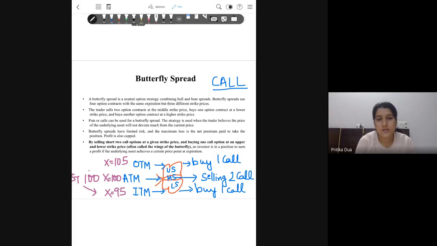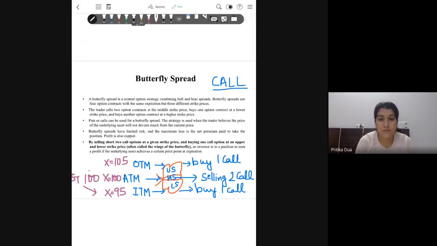Okay. Now this strategy generally works when there is limited fluctuation in the market. Okay, because it limits your profits also, it limits your losses also, and then you are entering into four option contracts. So it is a comparatively advanced investment strategy. So these things are kept in mind when you create a butterfly spread with call option contracts. Okay.